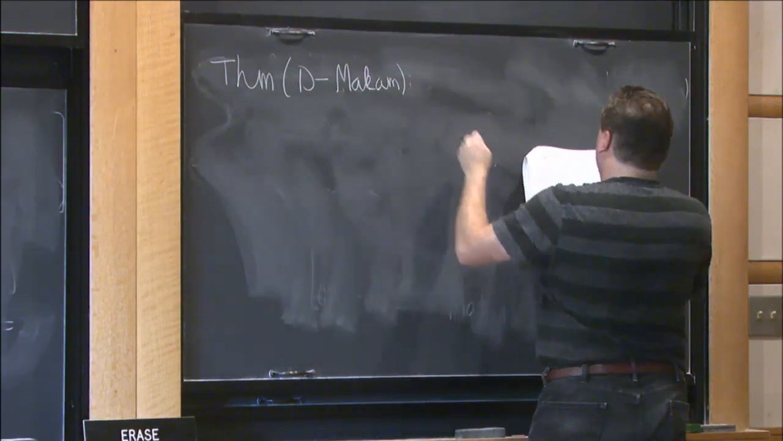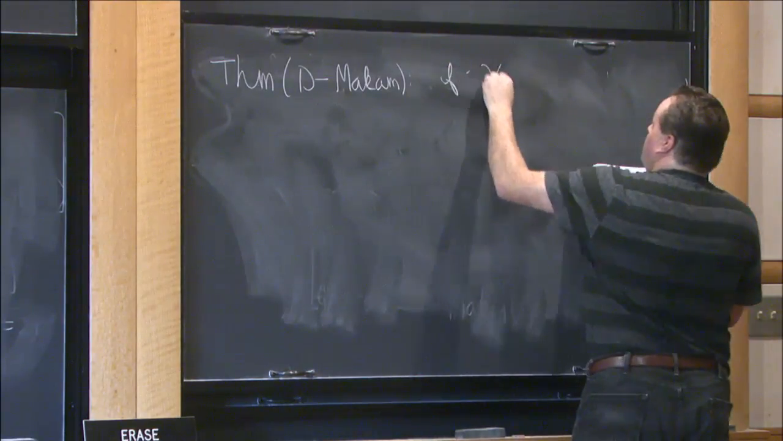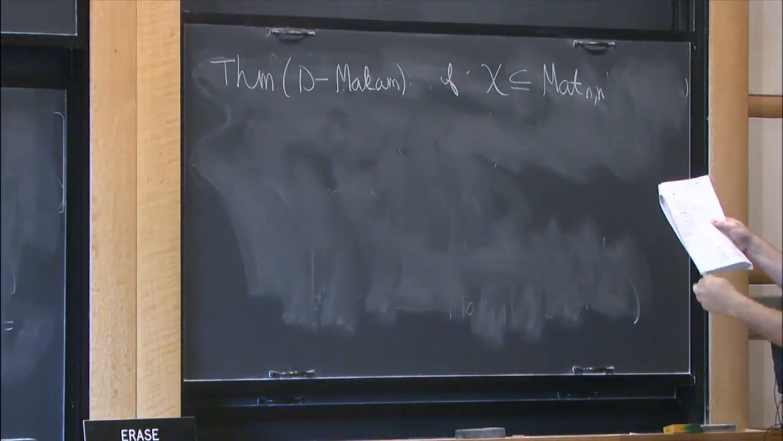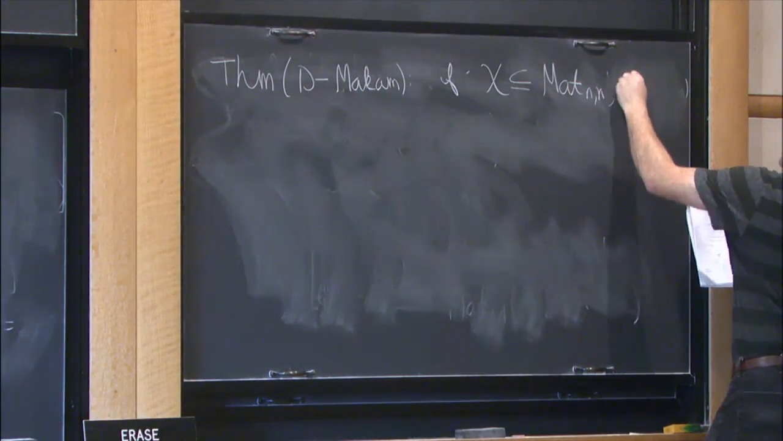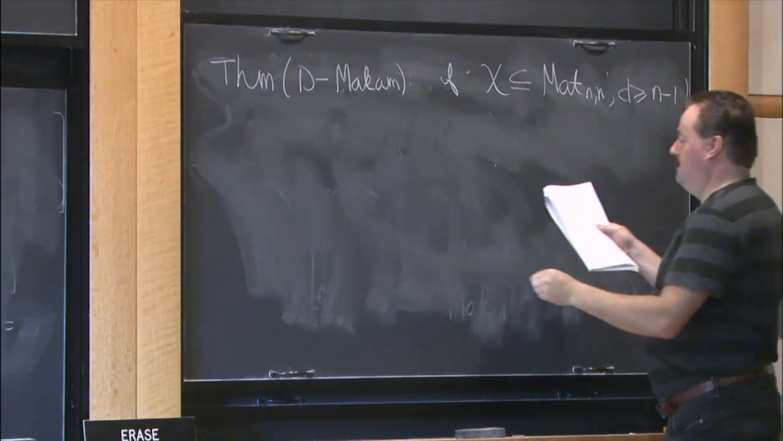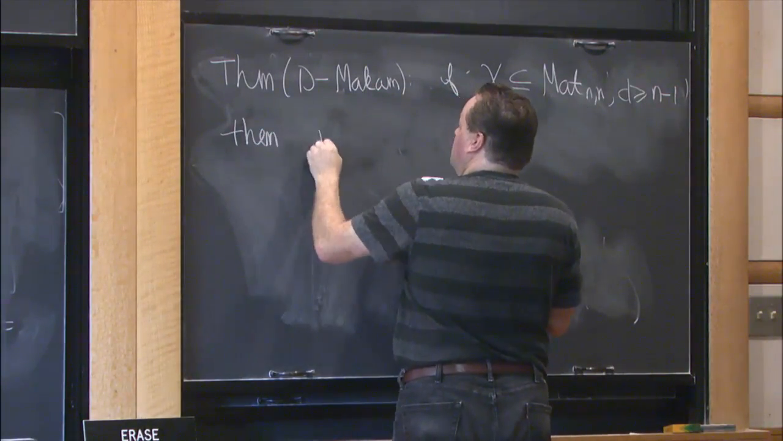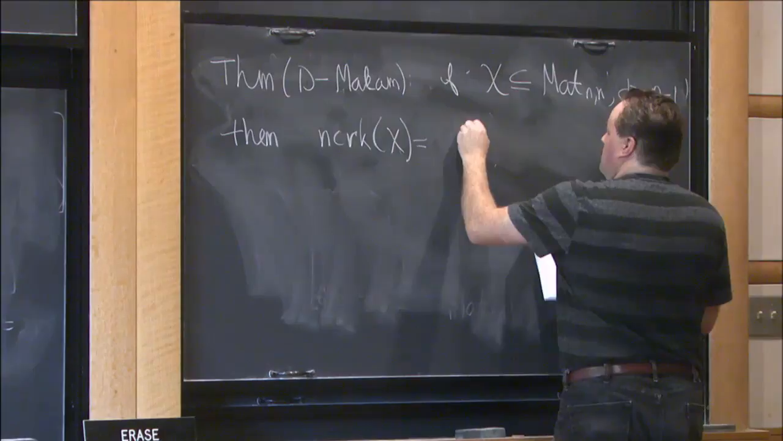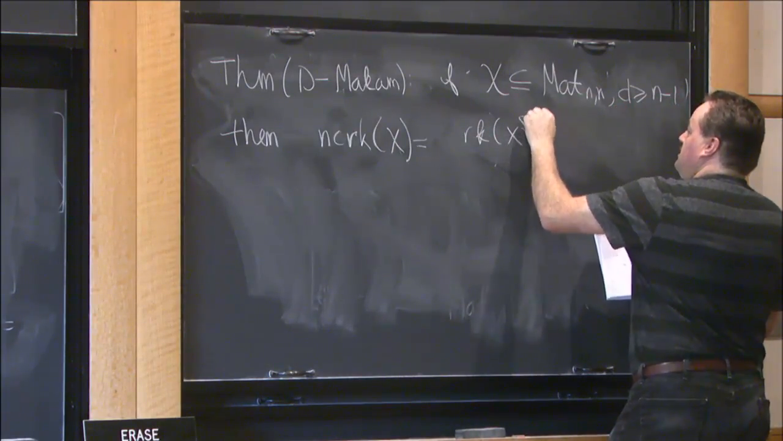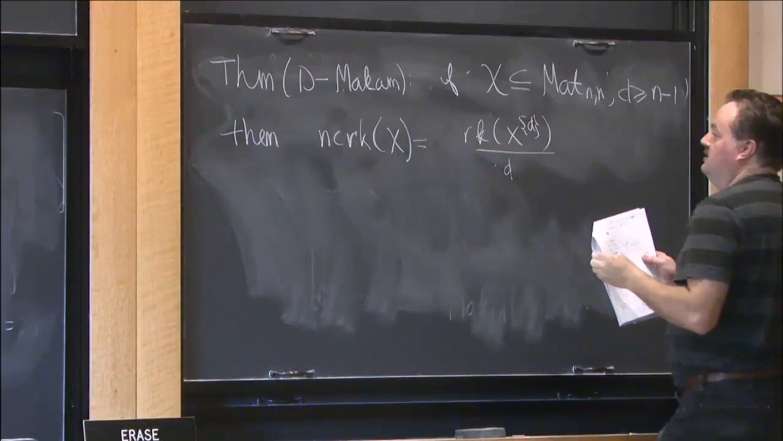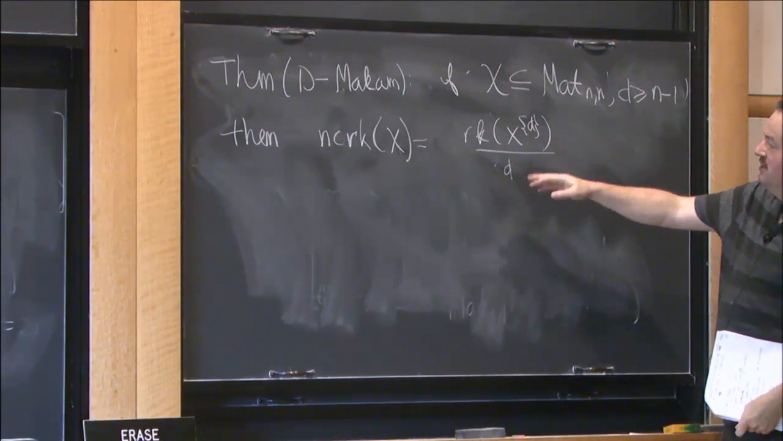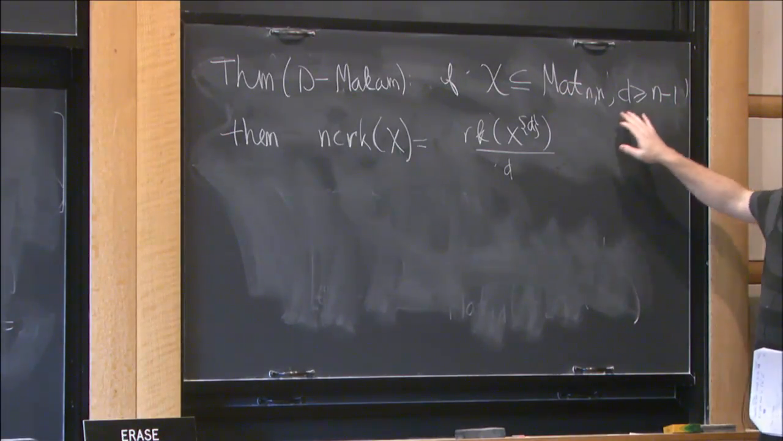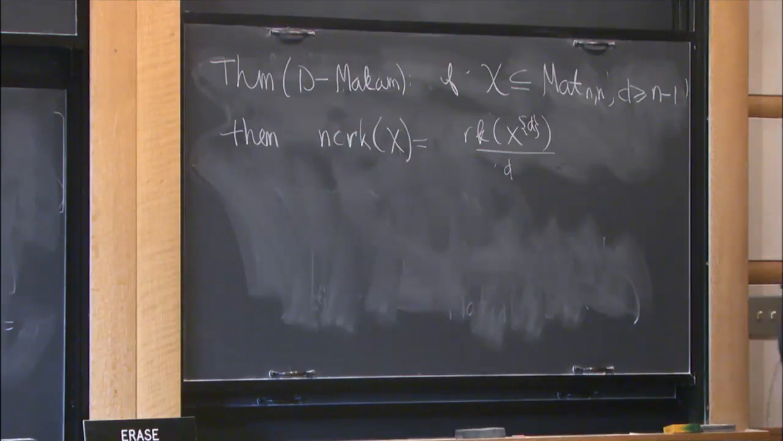So this is what we proved. If you have, say, a subspace X of n by n matrices, and let's say D is at least n minus 1, then the non-commutative rank of X is equal to the rank of X_D over D. So we know for a large enough D this was true by definition, but this gives you an explicit bound of when we have equality.